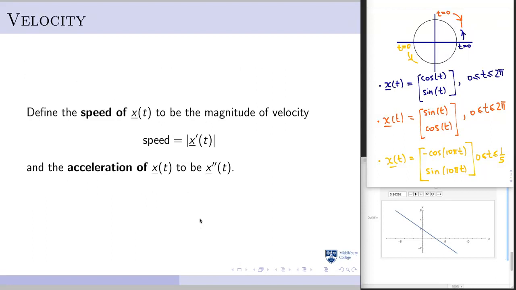So we also define the speed of our path to just be the magnitude of velocity, and we'll define the acceleration of the path to be the second derivative of the path, or the derivative of the velocity vector.